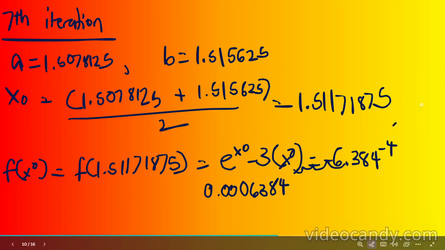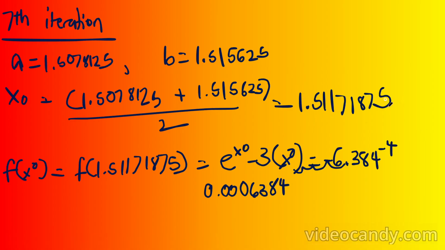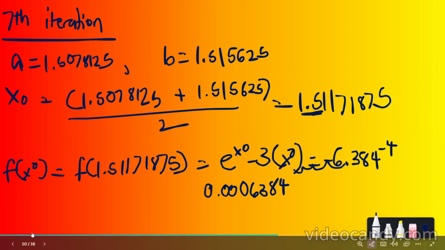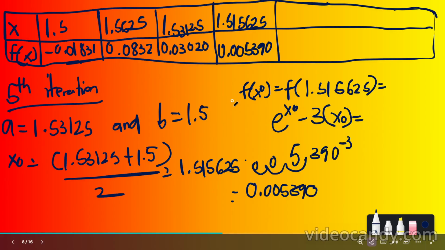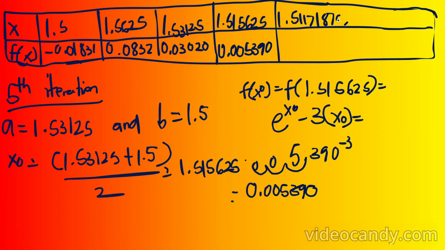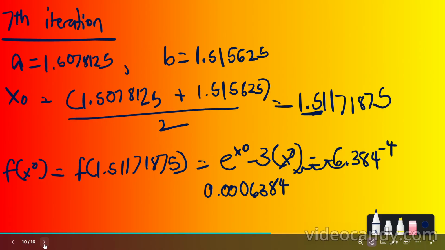Okay, this one, the final answer is 1.511711875. So that's the final answer. Okay, so 1.511711875 is 0.0006384. If the number becomes 1.5, it will be the final iteration. So simple. So that's the answers to get the final answer.